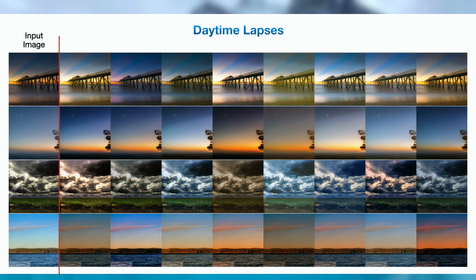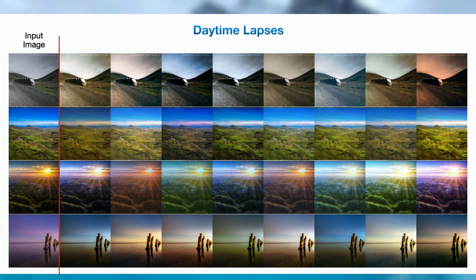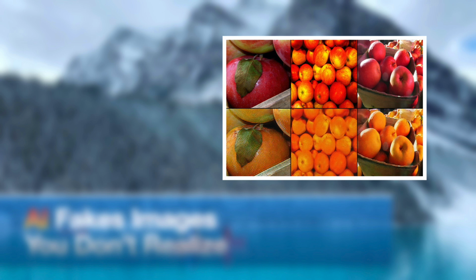For landscape time-lapse, we trained the model to output 8 different style settings, also known as multi-modal image translation. Other than that, we also trained the model on the apple-to-orange dataset.